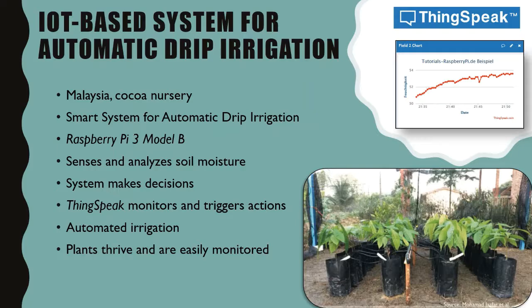Their system suits them perfectly, releasing drips of water automatically when the sensors sense that the soil is too dry and not operating the release valve when the soil moisture is ideal. Not only is the irrigation automated, but the cocoa plants thrive and the farmer is able to reduce the need for human labor.